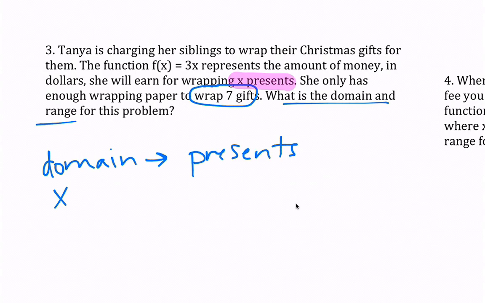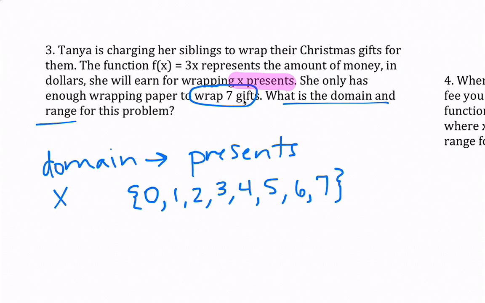So what we're going to do is list the number of presents that she can wrap. Well, one thing that's going to limit us here is it says she only has enough wrapping paper to wrap 7 gifts. So I know the most that she can wrap is 7. So it's possible that she wraps none. What if her siblings don't want to use her? So she could wrap none, and she can wrap all the way up to 7. So I'm going to list all numbers up to 7. So 0, 1, 2, 3, 4, 5, 6, 7.